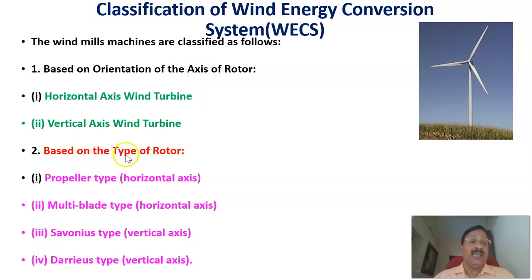The second classification is based on the type of the rotor we are using. In that, the propeller type and multi-blade type are both horizontal axis type. And the third one is Savonius type, which is a vertical axis type, and Darrieus type, that's also vertical axis type. Therefore, this is another basis of classification of the wind turbine.